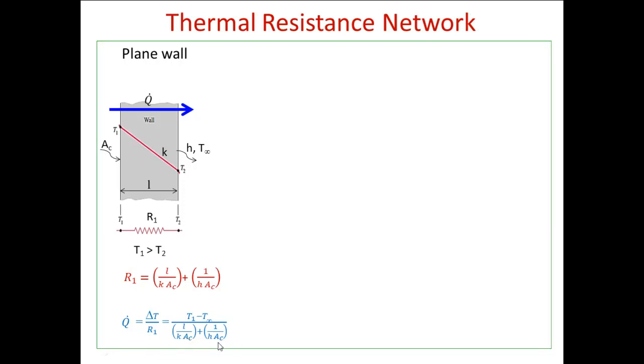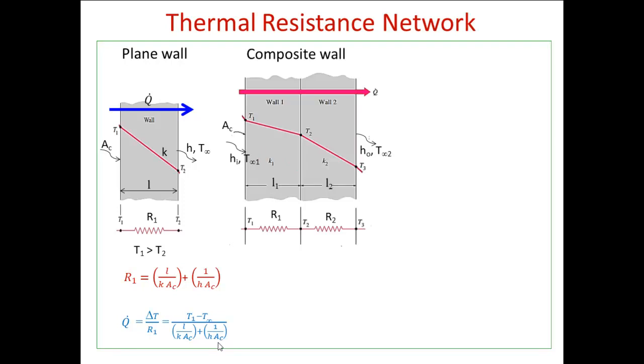Now let us consider a composite wall having two different materials. This is material 1, this is material 2. The surface of material 1 is maintained at temperature T1. The intermediate temperature is T2. The outer surface of material 2 is maintained at temperature T3. The surrounding here is at temperature T infinity 2, whereas this surrounding is maintained at temperature T infinity 1. So the overall temperature difference is T infinity 1 minus T infinity 2. T infinity 1 is the highest temperature, followed by T1, then T2, then T3, then T infinity 2.